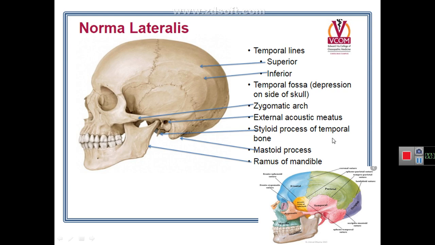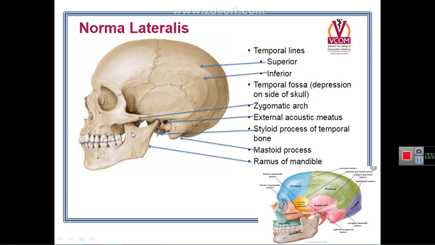Now we have to describe the lateral view of the skull, which is the norma lateralis. Looking at the skull from the lateral side, this is the norma lateralis. Bones forming the norma lateralis are parietal bone, frontal bone, zygomatic bone, temporal bone, greater wing of sphenoid, and in addition to zygomatic bone, the mandible also, and also maxilla.